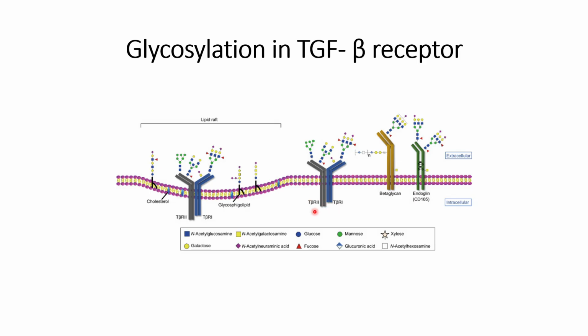One of the important characteristics is that they both need to be expressed on the cell surface, and the important glycosylation that plays a role in cell surface expression is core-fucosylation. So core-fucosylation of both of these receptors is important for them to be expressed on the cell surface.